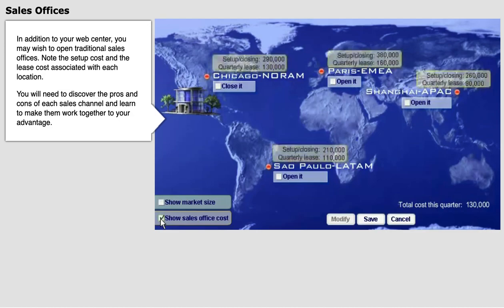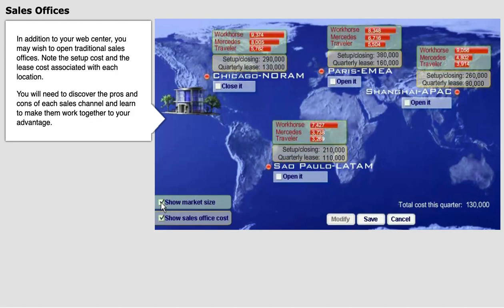In addition to your web center, you may wish to open traditional sales offices. Note the setup cost and lease cost associated with each location. You will need to discover the pros and cons of each sales channel and learn to make them work together to your advantage.